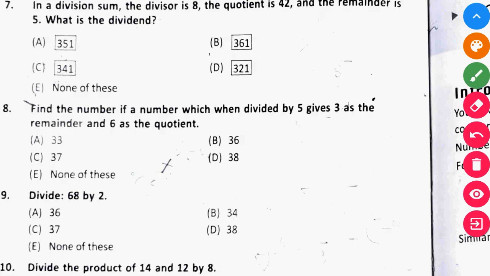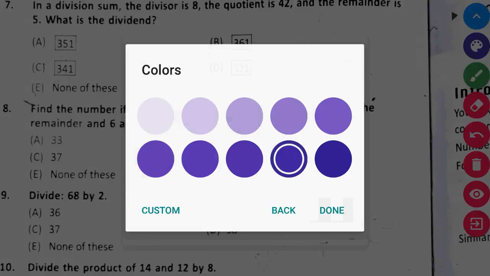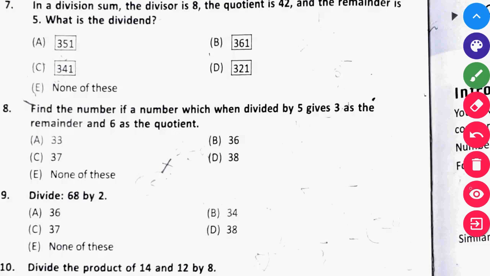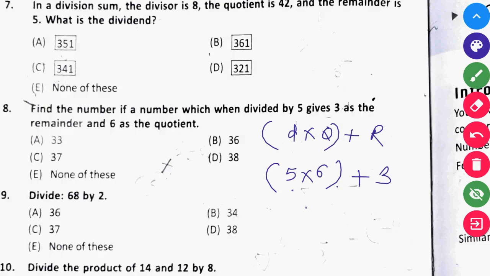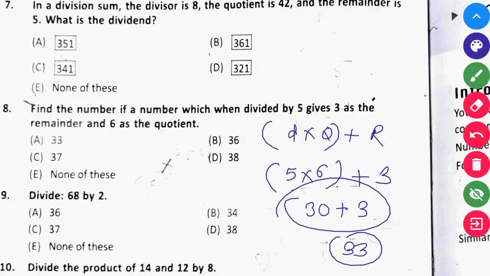Okay. Find a number which when divided by 5 gives 3 as the remainder and 6 as the quotient. Now again divisor we know, quotient we know, remainder we know. So we'll first multiply the divisor with the quotient and add the remainder to get the dividend. Divisor is 5, quotient is 6 and remainder is 3. 5 sixes are 30 plus 3. So 33 is your answer.